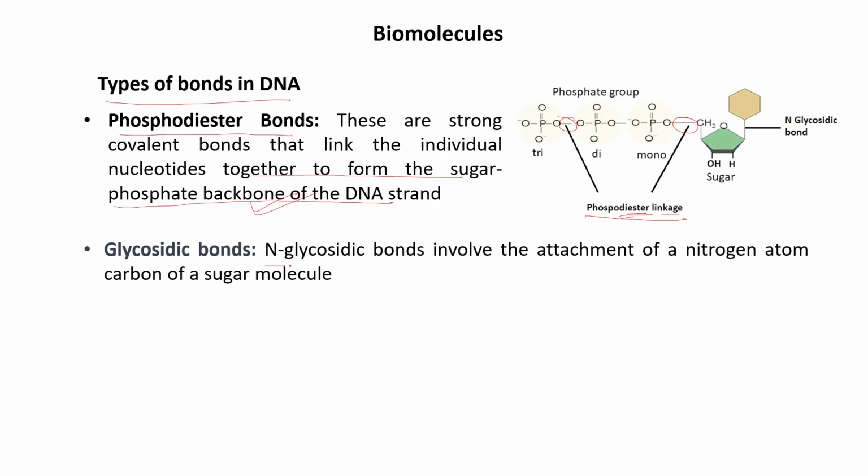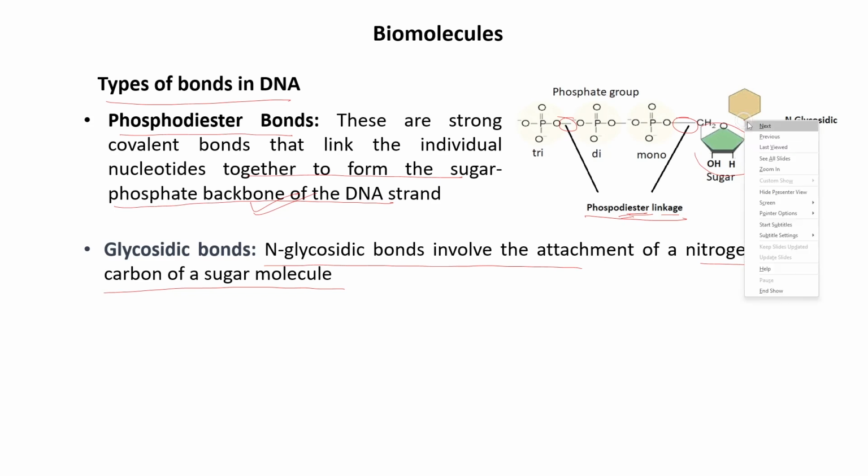Glycosidic bonds. The N-glycosidic bond is involved in the attachment of the nitrogen atom to the carbon of the sugar molecule. Here you can see this is the sugar molecule. This carbon atom is attached with the nitrogen of the nitrogenous base structure. This is the base structure, and this particular bond is called the glycosidic bond.